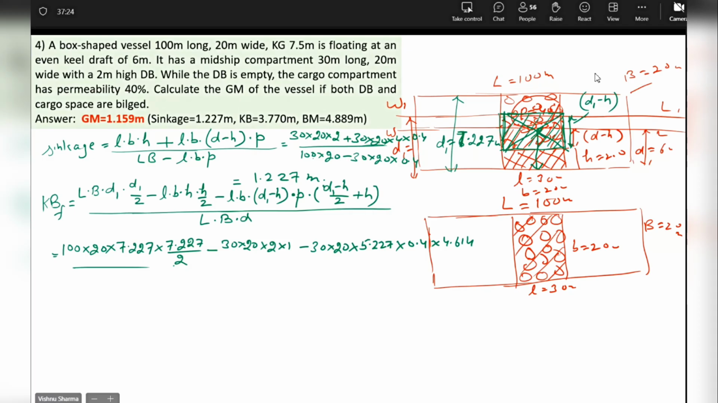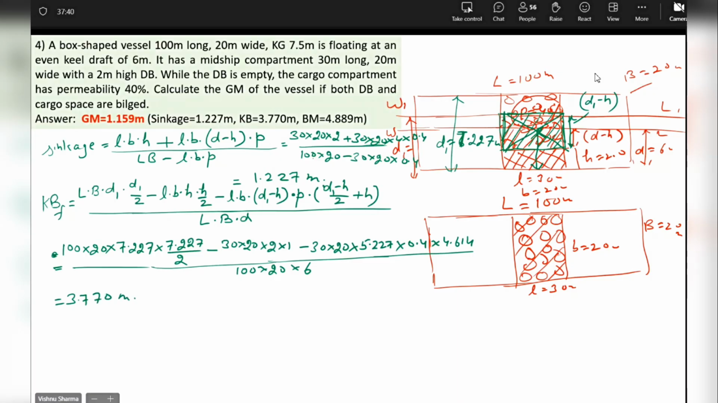Divided by the whole thing, divided by 100 into 20 into 6. Is the expression clear before you solve it? Because when you solve it, the answer would be 3.770 meter only, right? But is the expression clear?